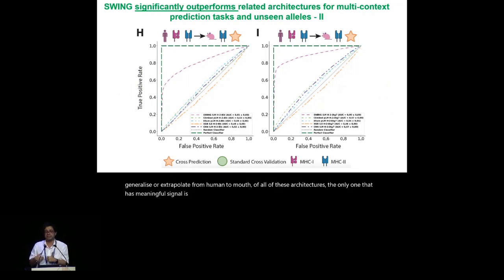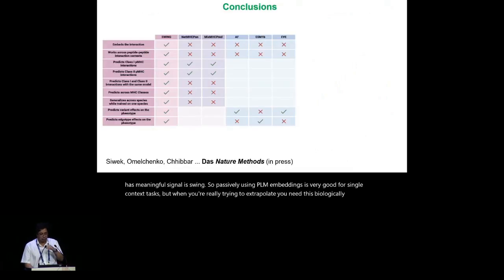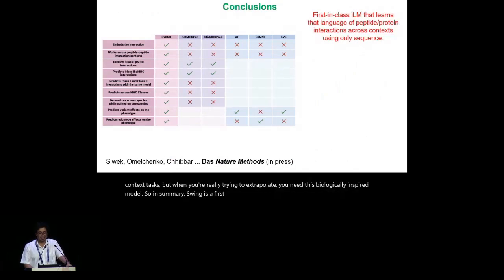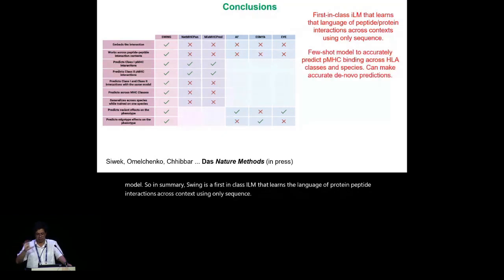So passively using PLM embeddings is very good for single context tasks, but when you're really trying to extrapolate, you need this biologically inspired model. So in summary, SWING is a first-in-class ILM that learns the language of protein-peptide interactions across contexts using only sequence. Of course, we can infuse in structural details, but we wanted to generalize and keep it to sequence only.